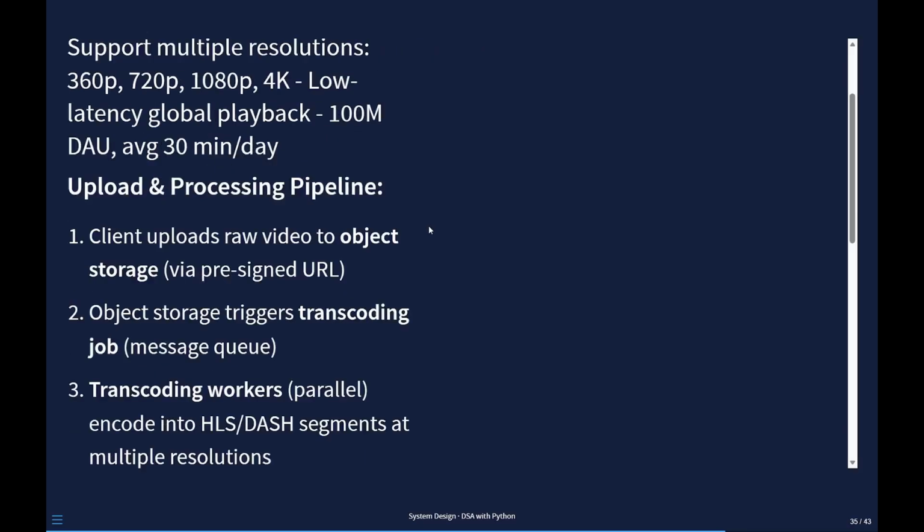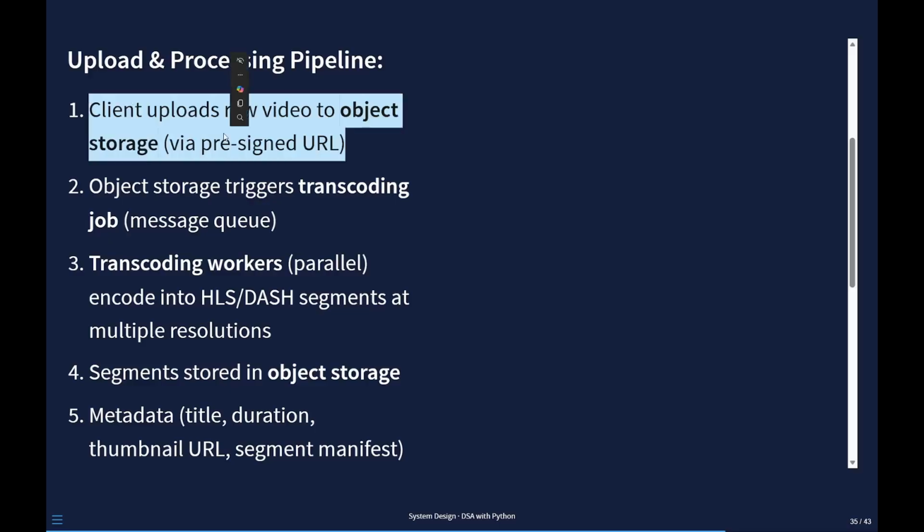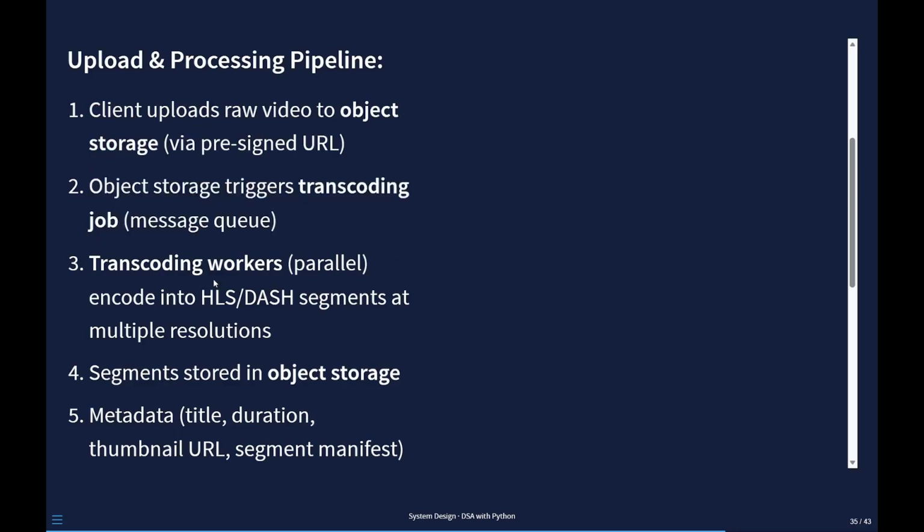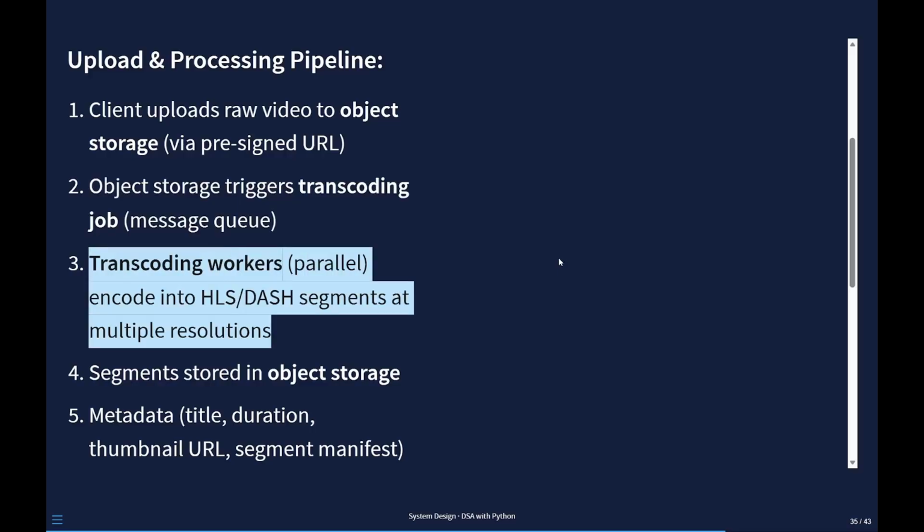Creators upload raw video directly to object storage via a pre-signed URL, just like we discussed. Object storage fires an object-created event, which enqueues a transcoding job in a message queue. Multiple transcoding workers pick up the job in parallel. One encodes 360p and 720p. Another encodes 1080p and 4K simultaneously.